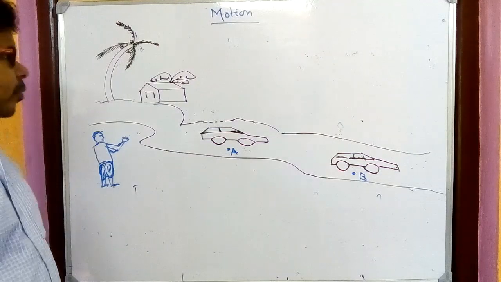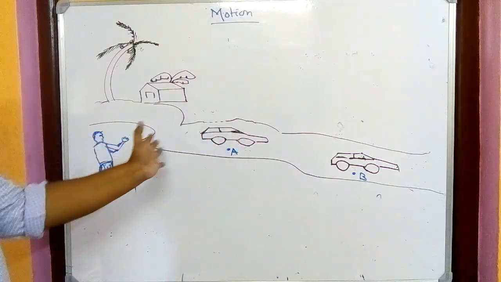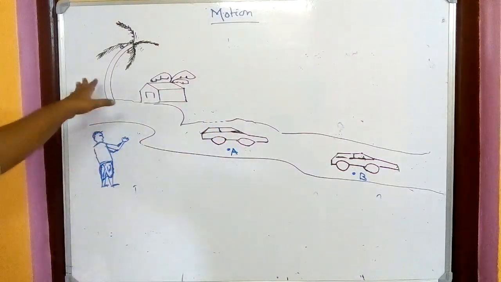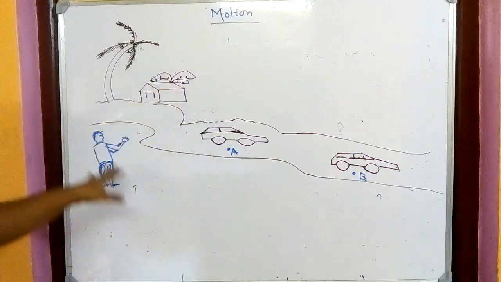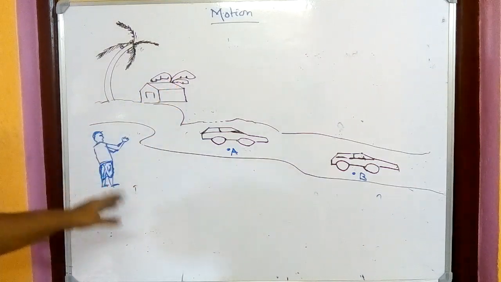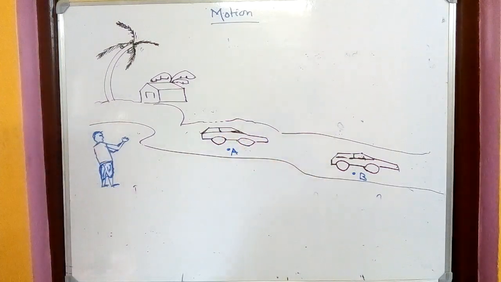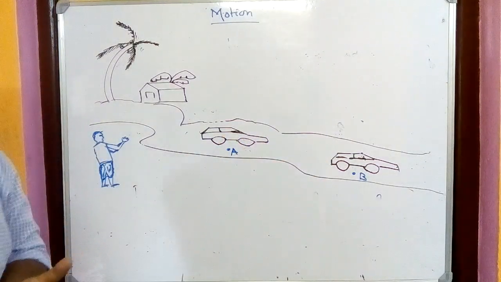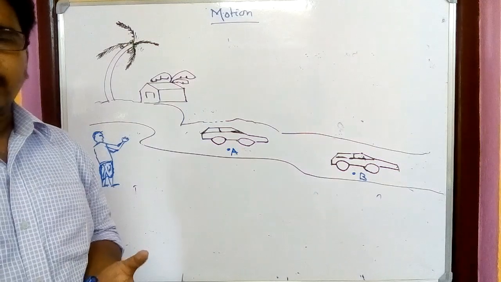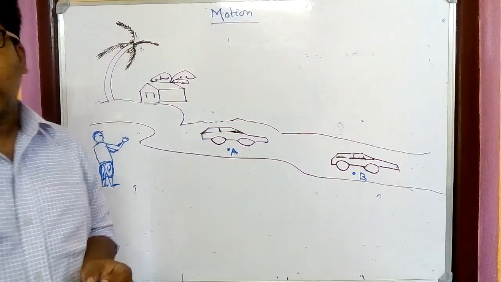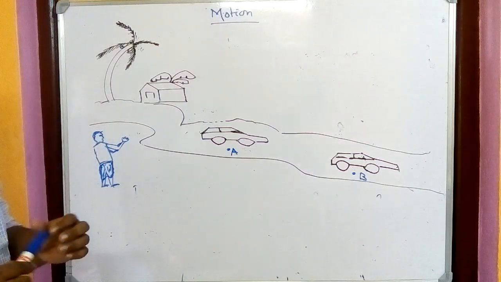Then you might be thinking why I have drawn this type of thing here: a tree, a house, another tree, one man, or a cartoon-like thing, and a car. Two cars, especially because we want to understand what is motion. It is a new thing for you and you want to learn what it is.